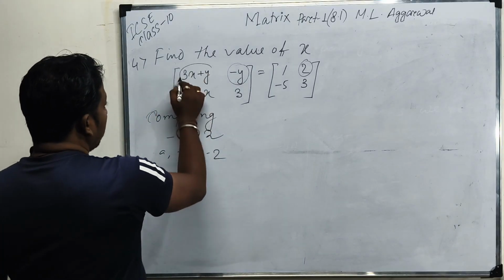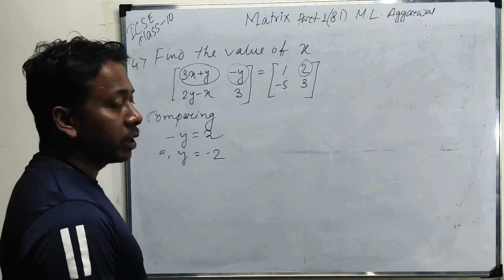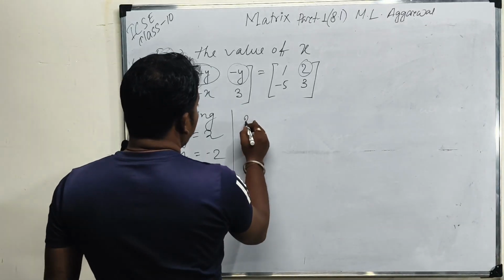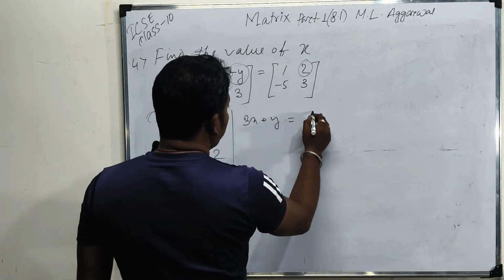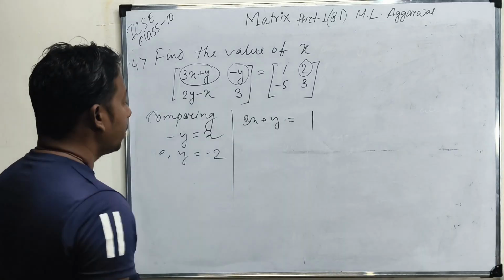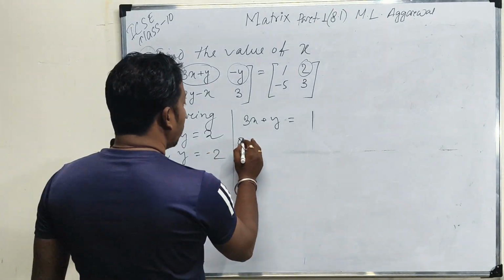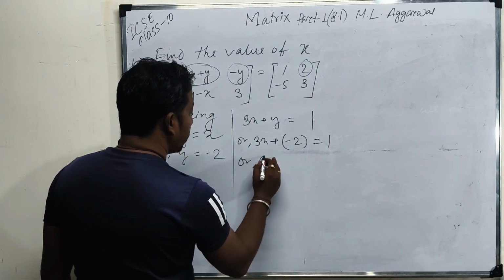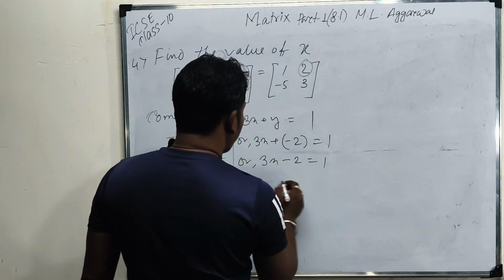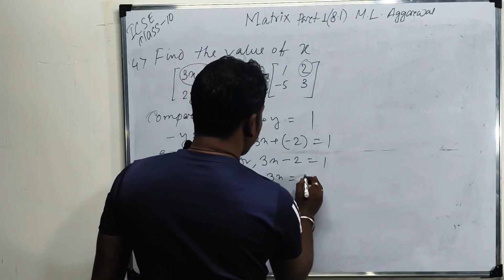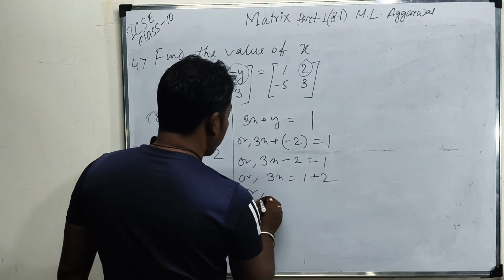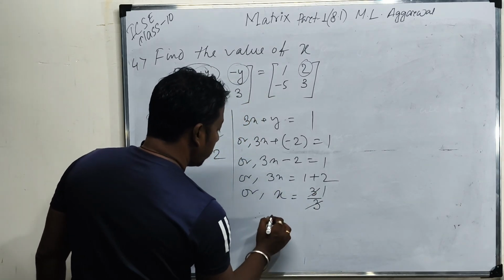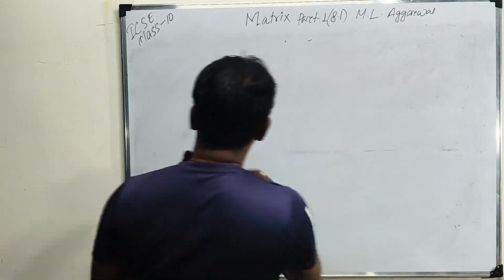Now the a11 position, that is 3x plus y, and here the a11 position is 1. Now 3x plus y equals 1, and substituting the value of y here, 3x plus minus 2 equals 1, or 3x minus 2 is equal to 1, or 3x is equal to 1 plus 2, or x equals 3 by 3. Therefore x equals 1.